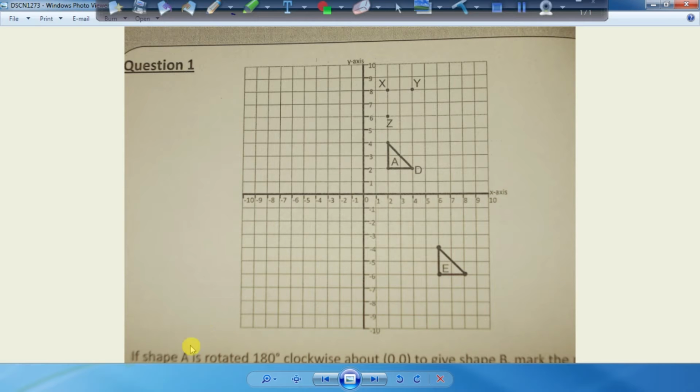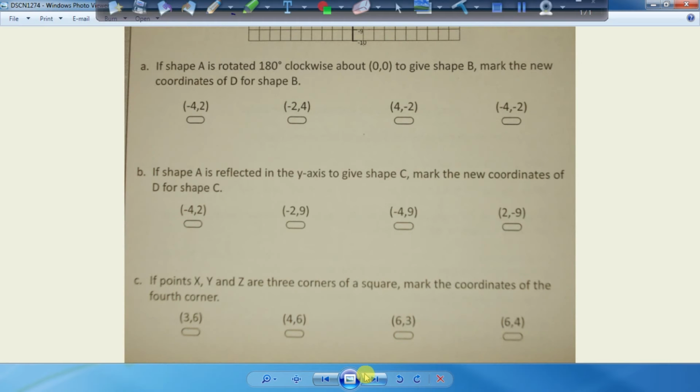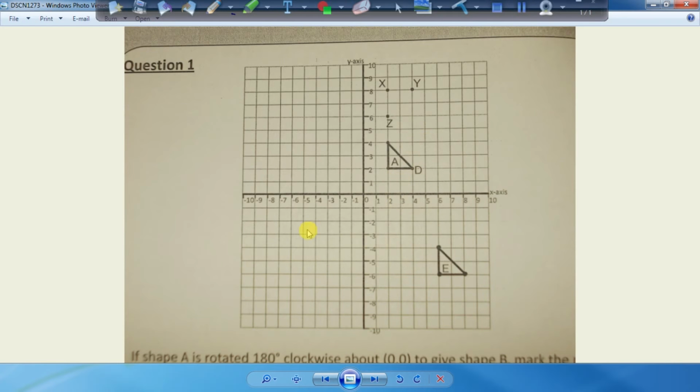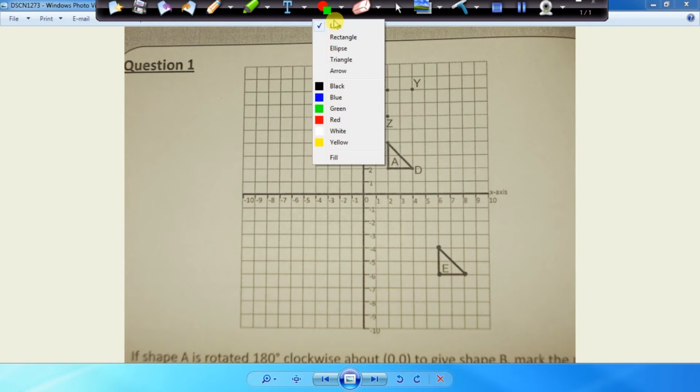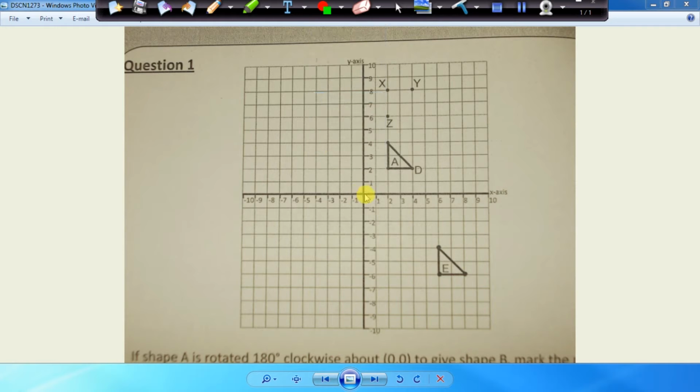It says if shape A is rotated 180 degrees clockwise about 0, 0 to give shape B, mark the new coordinates of D for shape B. So let's go back again. There's D, and we're going to rotate this shape about 0, 0. About 0, 0 means that we connect this shape with the origin, and we're going to turn it around 180 degrees. So we'll go to there.